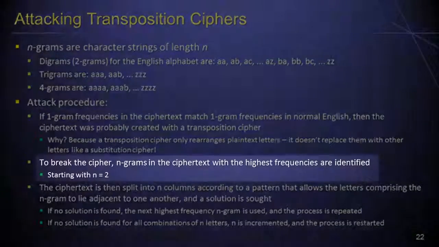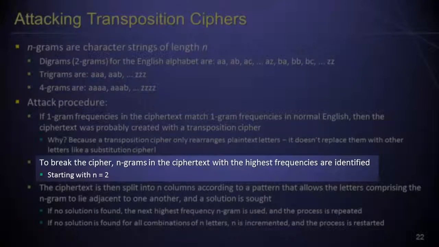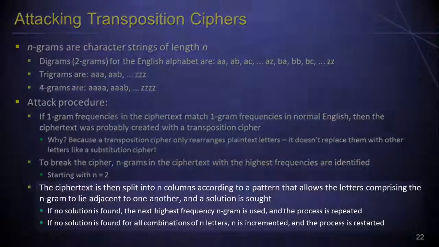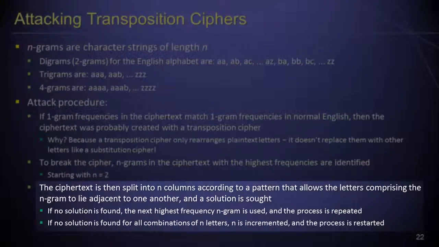To break the transposition cipher, n-grams in the ciphertext with the highest frequencies are identified, beginning with n equals 2. The ciphertext is then split into n columns, or n rows in the case of a rail fence transposition cipher, according to a pattern that allows the letters comprising the n-gram to lie adjacent to one another, after which a solution is sought. If no solution is found, then n is incremented so that we would next use 3-grams, and the process is repeated. If a solution is still not found, n is incremented to 4, and then 5, and so forth until a solution is found.